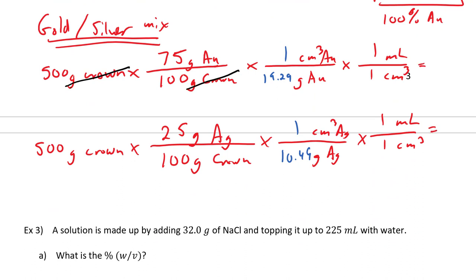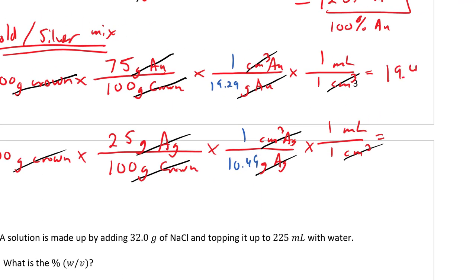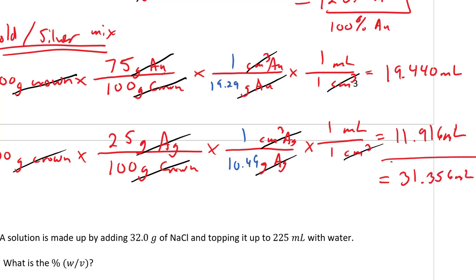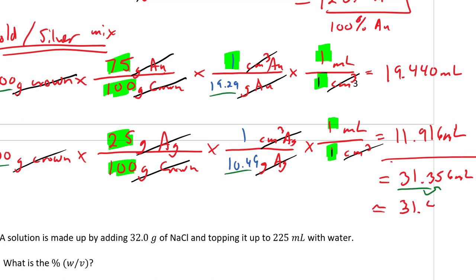Grams of crown cancels grams of crown. Grams of gold cancels grams of gold. Centimeters cubed cancels centimeters cubed. Same down here, except for silver. We work it out now. Now, we're going to add these up, right? Because they come together to make the crown. Significant digits, exact. We'll say these are exact values here. This would have 3 and 4, 3 and 4. So we'll round this final answer off to 3 significant digits. This is approximately equal to 31.4 milliliters.